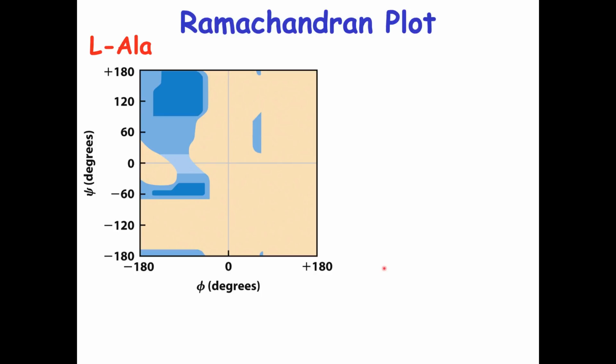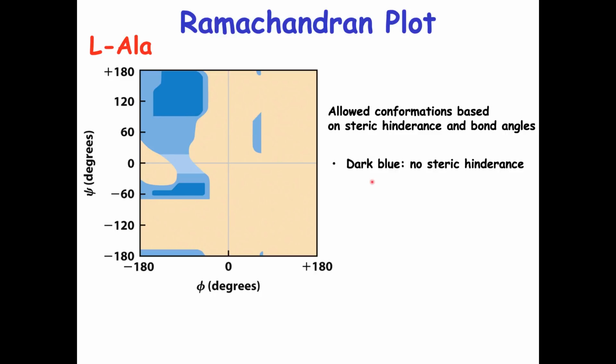So Ramachandran and his co-workers showed that it's convenient to plot phi and psi angles to show the distribution of allowed values in a protein. And so this is a Ramachandran plot of L-alanine. And basically you plot your phi and psi angles, and then look at the allowed conformation. So basically we see three colors. You have your light blue, dark blue, and then yellow.